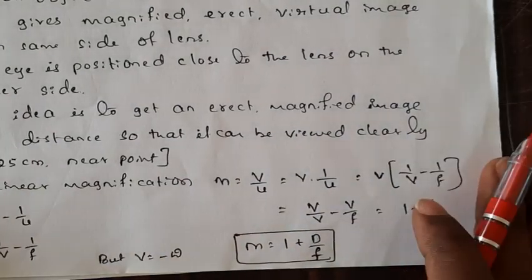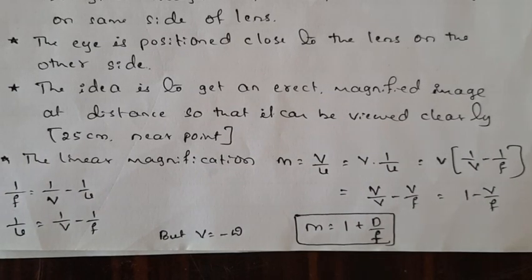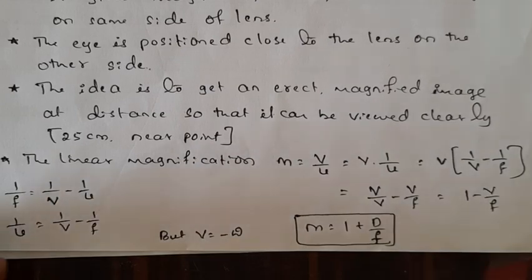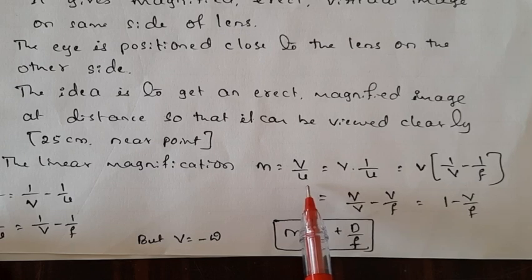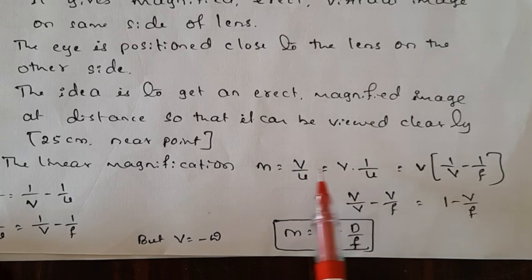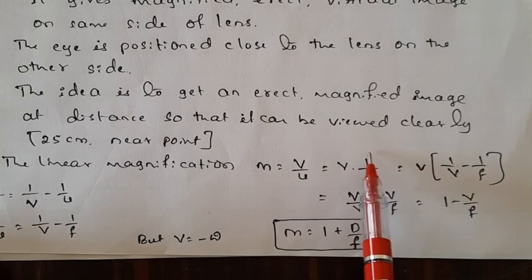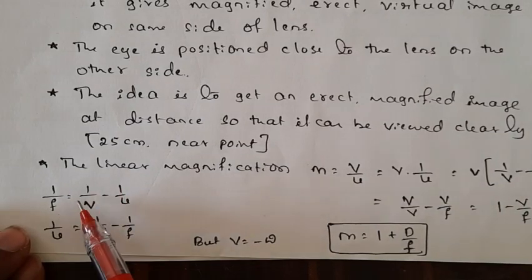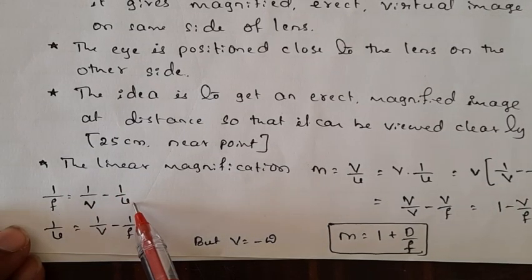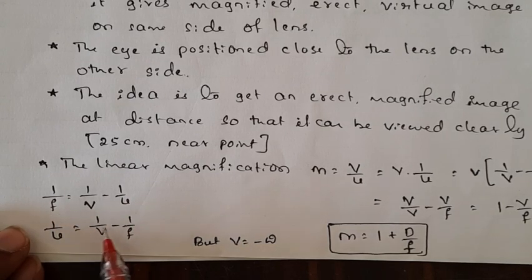And we have to check the magnification of that instrument. It means the size of the image with respect to the size of the object. To calculate that, we have a formula, m is equal to v by u for a convex lens. I keep v as it is, and instead of 1 by u, I use the lens formula: 1 by f is equal to 1 by v minus 1 by u. I want 1 by u, so I take it to this side and f becomes negative: 1 by u equals 1 by v minus 1 by f.